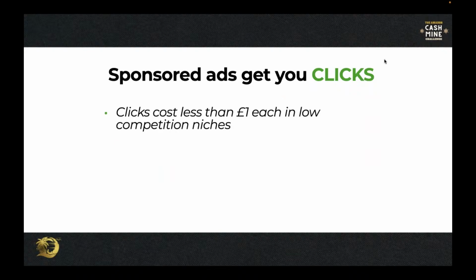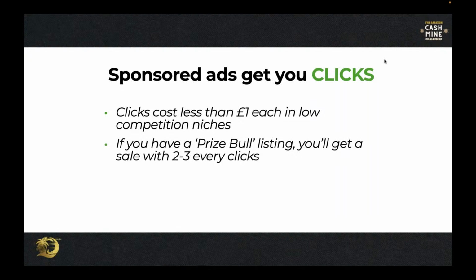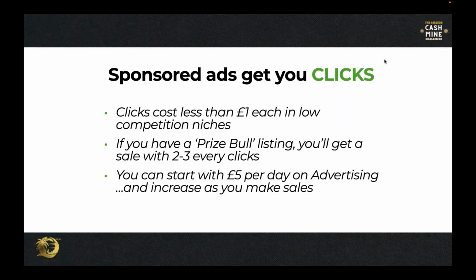Now, if you have a low competition niche, which is obviously what we want, you pay for every click with your advert, and each click costs less than £1 in low competition niches. So if you have a prize bull listing and you really do have a product that stands out that customers want, you'll get a sale with every 2 or 3 clicks. Spending £2 or £3 to make a sale, and if your product costs say £20, then you spend 2 or 3 quid, you make 20 quid every time.